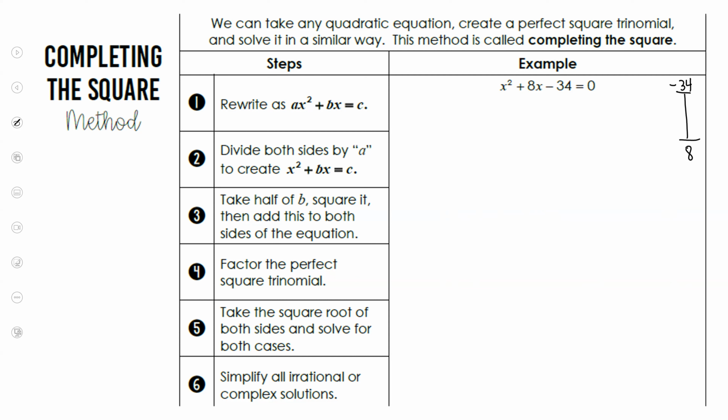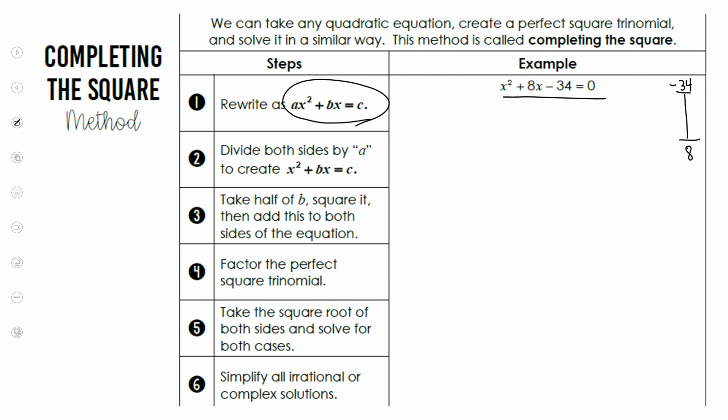First, I'm going to rewrite this equation to look like this. So guys, if I rewrite it to look like step number 1, what will it look like? Yep. We'll just move the 34 to the other side and make it positive. So this will be x squared plus 8x equals 34. That is the first step. We rewrote it.